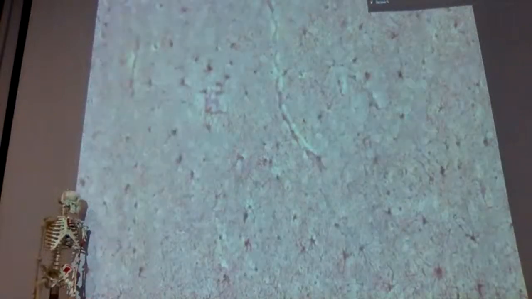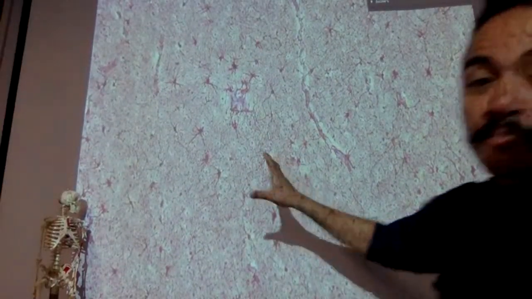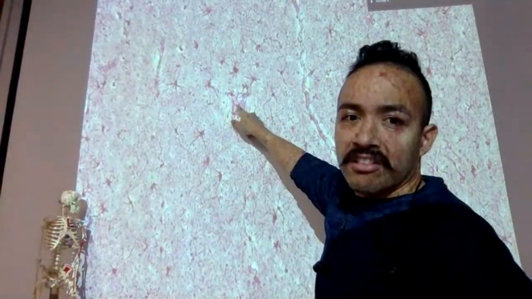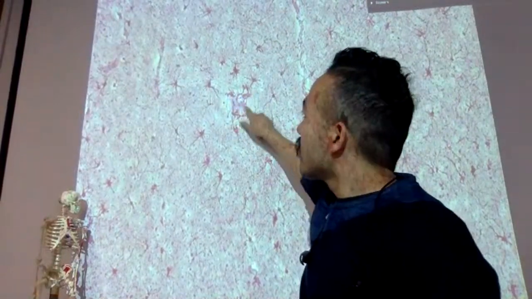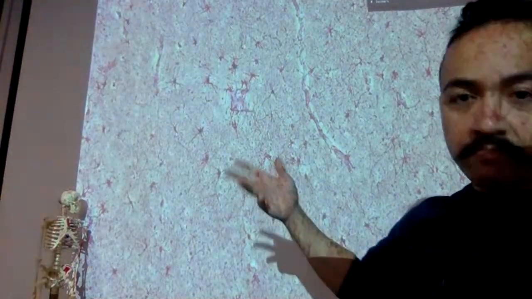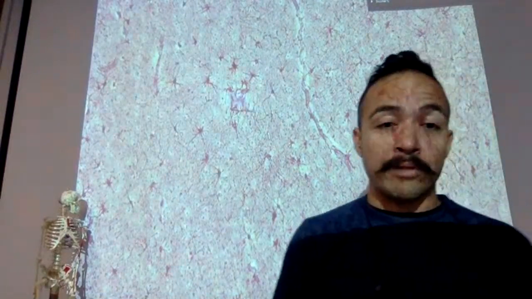Let's see if I can find an outline of one. Usually you can see it lightly stained. You can actually see the faint outline of a cell body. See this lighter, darker thing? That's a cell body of a neuron. So it's at least quadruple the size. Astrocytes are small, very branched. They're for general supporting of neurons, and they also help form the blood-brain barrier. Astrocytes.